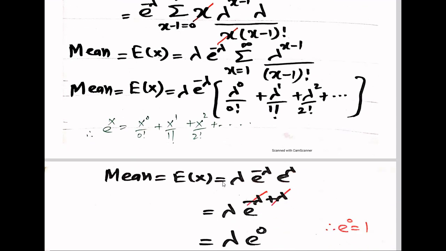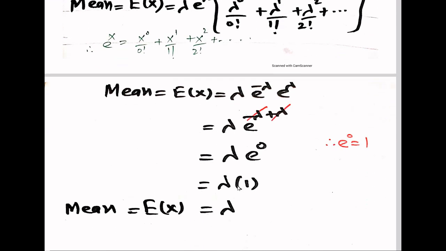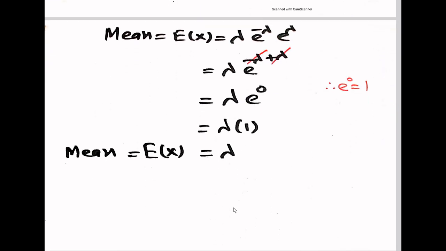So the expectation of x is equal to lambda e power minus lambda e power lambda. When the base is the same, we can add the powers, so minus lambda plus lambda cancel out, and we are left with e power 0, which is equal to 1. Multiplying lambda with 1 gives lambda. So the mean, the expected value of x, is equal to lambda. Lambda is the mean of the Poisson distribution.